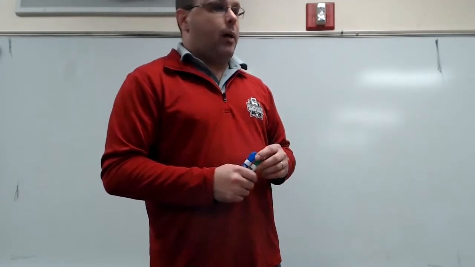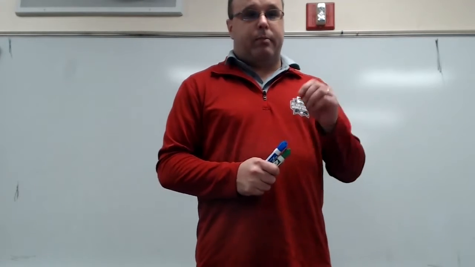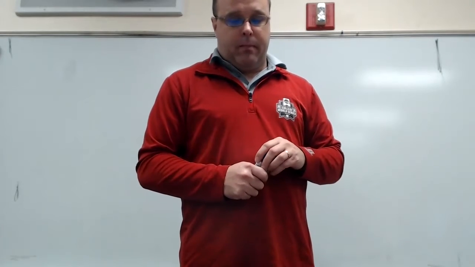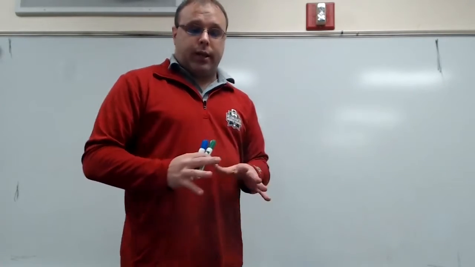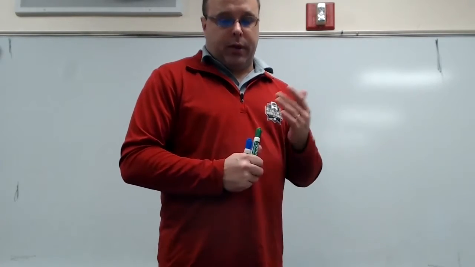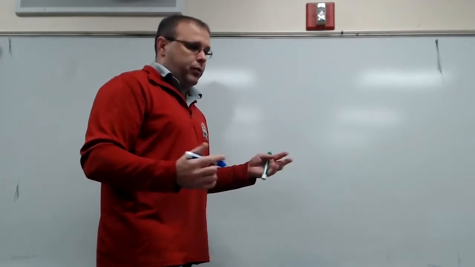Mean is probably the most common. Mean is just the average. Median is the middle point. And mode is the one that happens the most often. So there's pros and cons to each one of those. With the mean, like I said, we average them. We add them all up, divide by the total number.